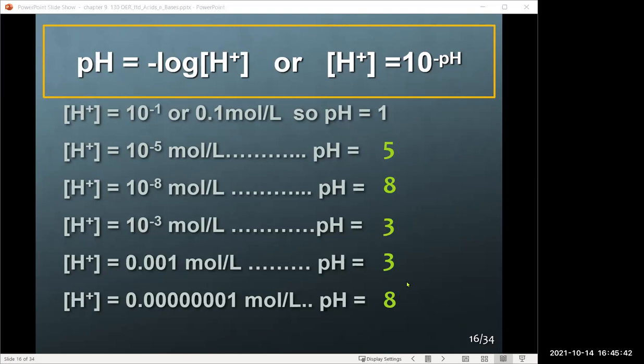Now we can start with pH and work backwards. Okay, and the way we do that is you take your pH and put a negative to it. And then take your calculator and raise 10 to whatever negative pH value it is. Okay, so let's say you had a pH of 5, and so 10 to the negative 5. So that's the concentration of the proton, 1 times 10 to the negative 5.